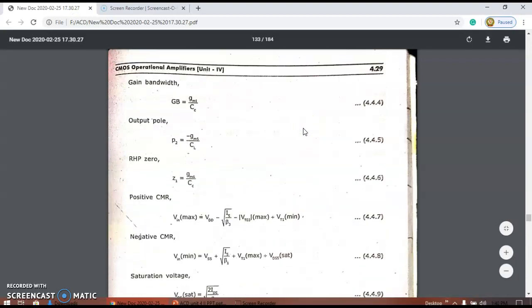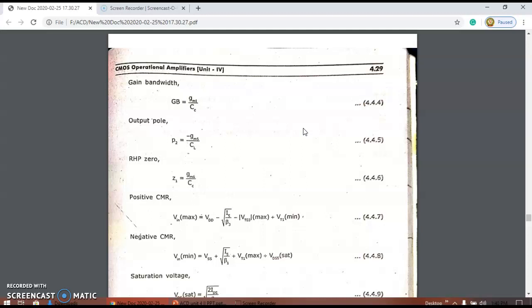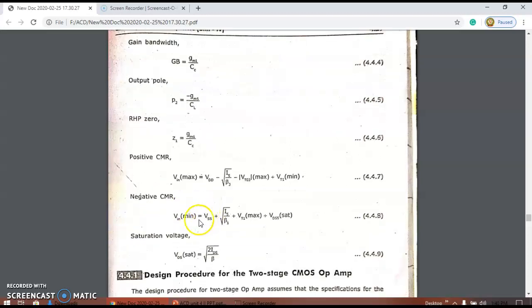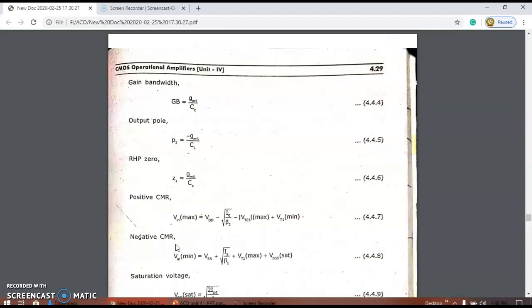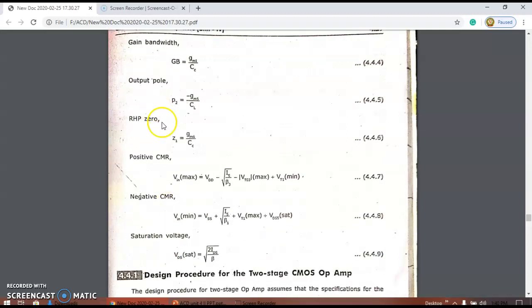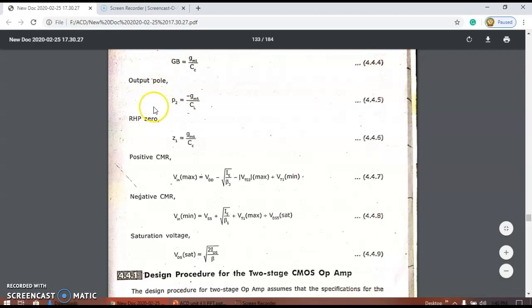You can note down this: gain bandwidth, output pole, right half plane zero. Last class we have seen about the right half plane zero. They will be providing the two current paths that we have discussed in the last class, and this is the positive CMR and negative CMR, and this is the saturation voltage. You can note down these: gain bandwidth, output pole, right half plane zero, positive CMR, negative CMR, and saturation voltage.